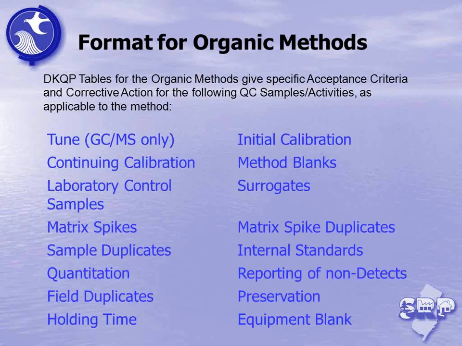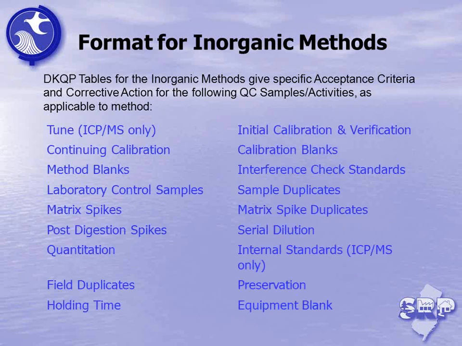The format, and this is getting to the ease of use, is that the format for the tables is the same from method to method just about. For the organics methods, we cover all of these quality control activities in each of the methods. So if you're doing a pesticides method, these activities are going to be covered, as well as if you're looking at volatiles or semi-volatiles, etc. Inorganics has a little bit different slant, but all the inorganics methods will have all of these quality control activities listed and addressed.